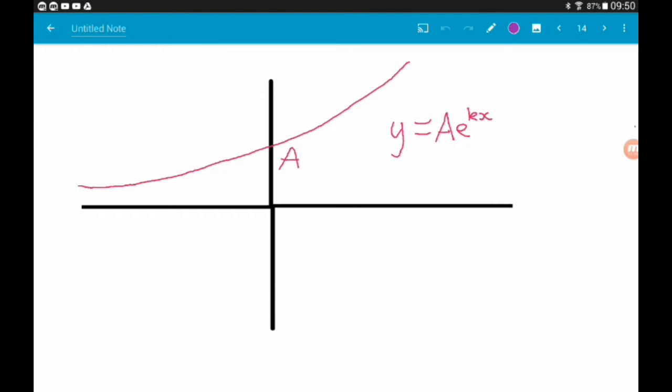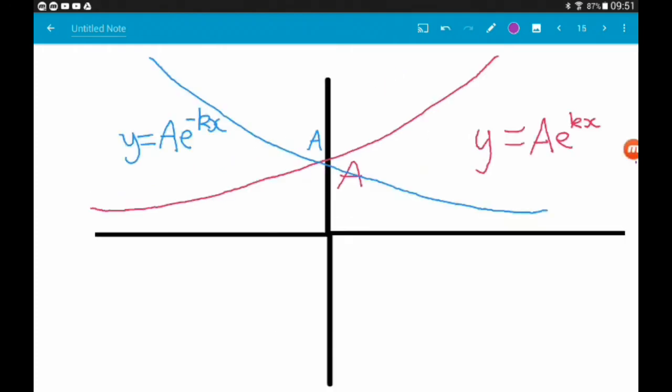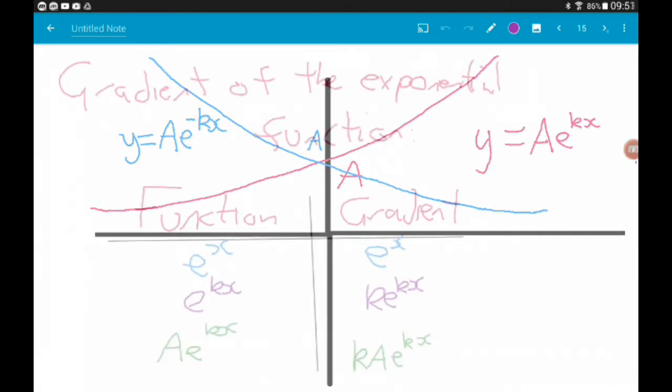And then we've got e to the power k times x. If k was negative, the graph would reflect through the y-axis. So that's just a good one to make a note of for now. Okay, so I decided to work in a sketch for y equals a e to the minus kx, which is just a reflection through the y-axis like that.